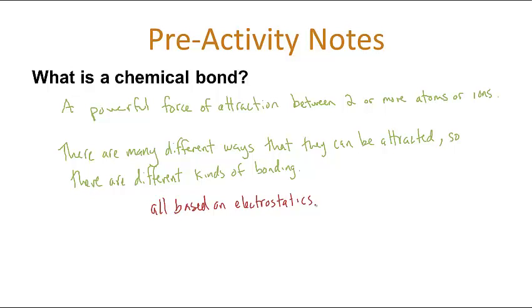So the same thing that keeps an atom together, the positive nucleus being attracted to the negative electrons, is also what causes atoms to stick together. The positive nucleus of one atom is attracted to the electrons of another, or the positive ion is attracted to the negative ion. So let's start looking at the different types.